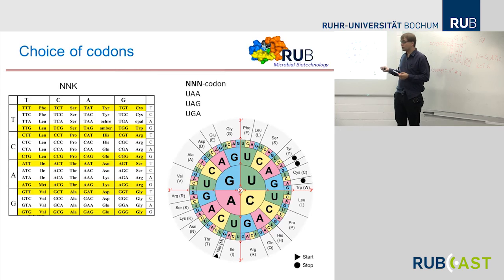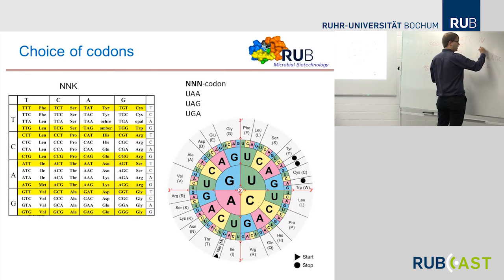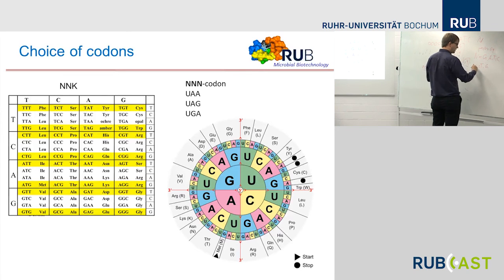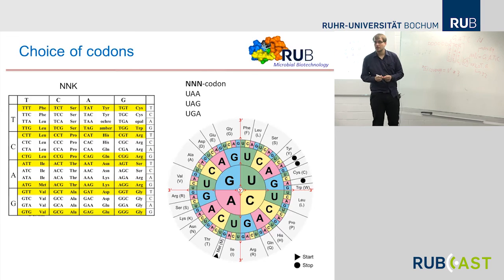Here we have 32. So in case of NNK, N equals 64, and K equals 32. So 32 by 3 is 100. So we only have to screen half. So the difference between 100 and 200 colonies is not so dramatic. But what happens if we want to mutate 3 amino acids at the same time, right?